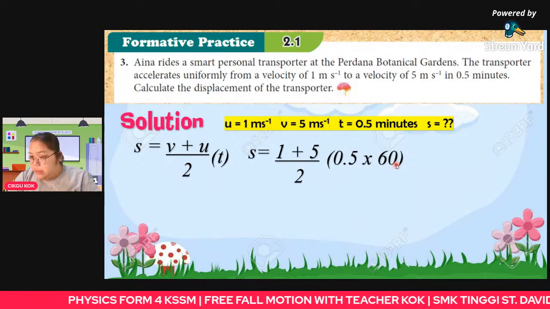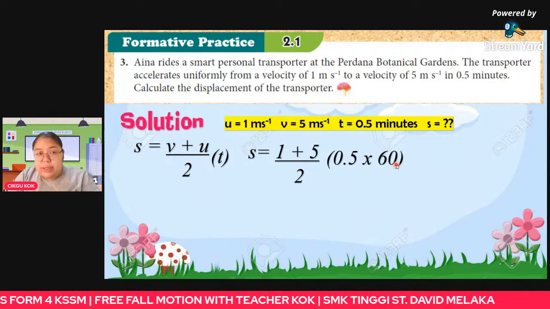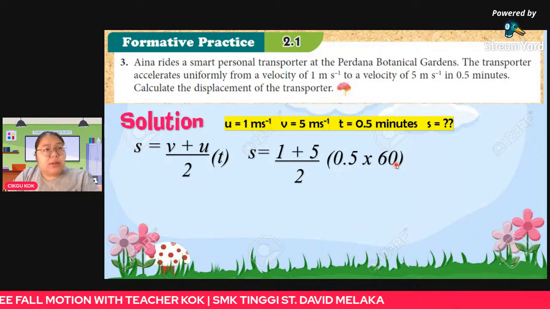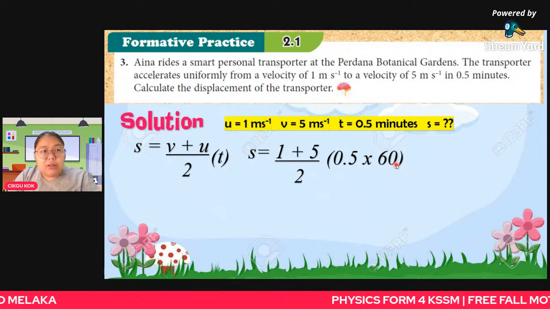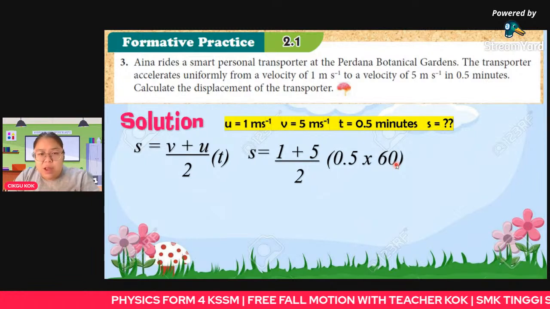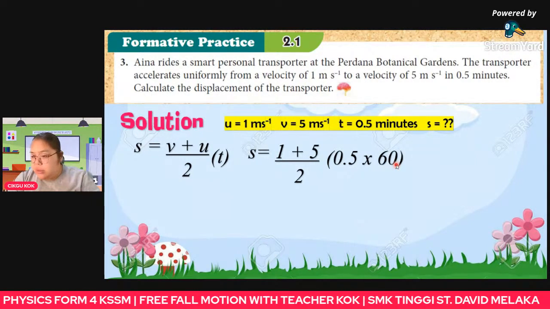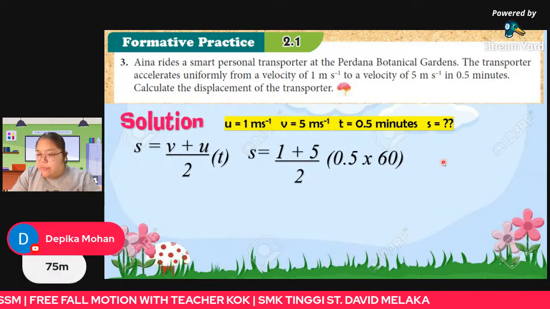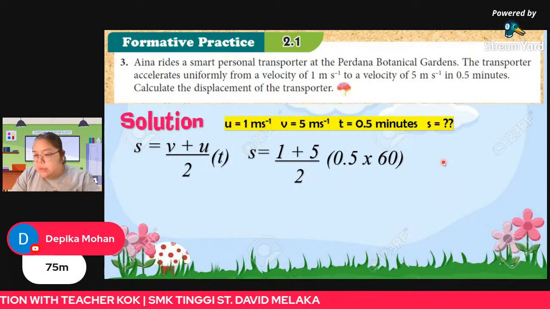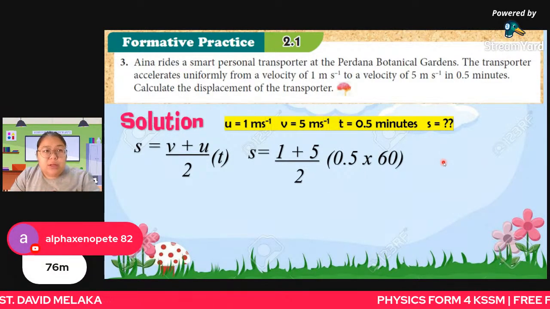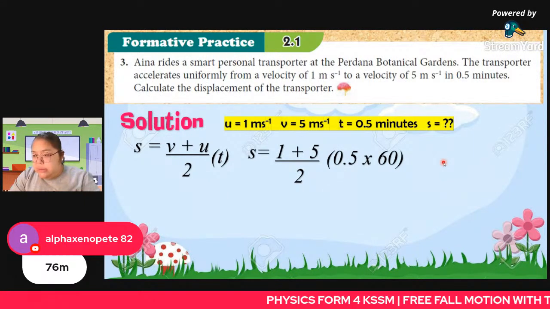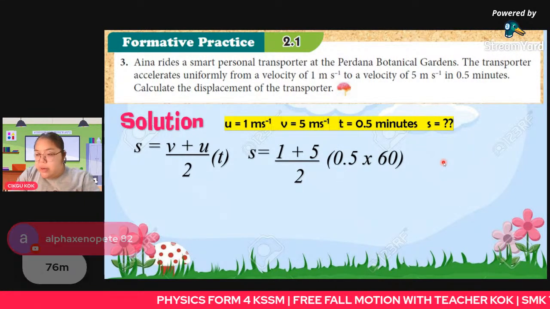Okay, so from here, can we see any student who can answer? The question asked about the displacement, not about the seconds, not the time. Some got 75, some got 76. What's the difference? Okay, Deepika says 75. After that, we see Alpha. They give me the answer 76. Okay, so from here, we go and see which one should be the correct one.